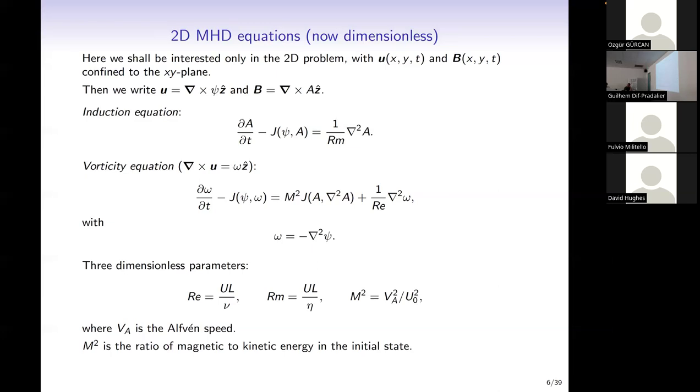What kind of 2D is that? This is thin layer 2D, right? It's not strong magnetic field. No, sorry, yeah, good point. So this is 2D in the plane. So the field is in the XY plane, the flow is in the XY plane. So there's no Z dependence. Everything is in the XY plane and dependent on X, Y and T.